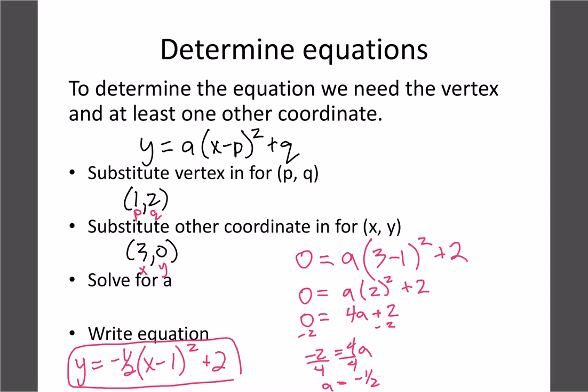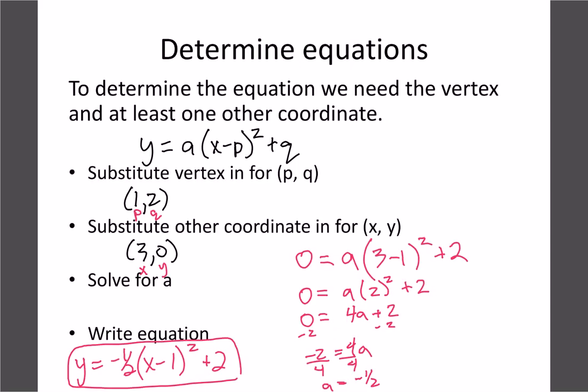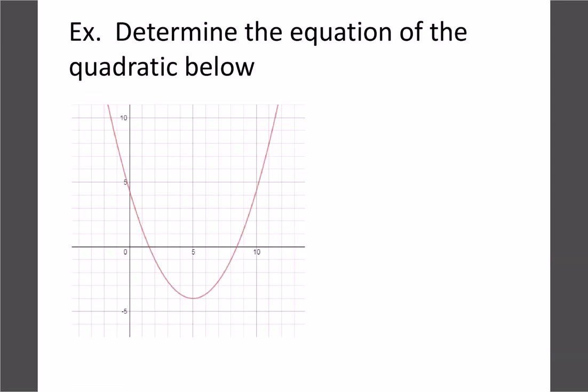And there's our equation. If we go back to the first page, we can actually see that is the equation: negative 1 half times (x - 1) squared plus 2. So it works for any equation as long as we have the vertex and one other coordinate to help us figure out the a. And usually the a is the challenge in the question. So let's do another one.